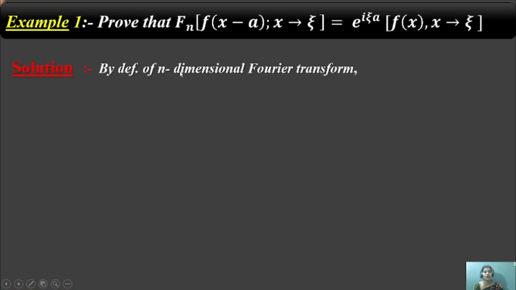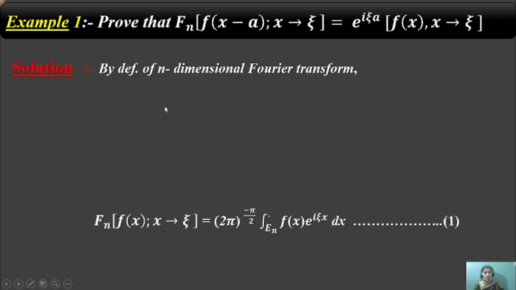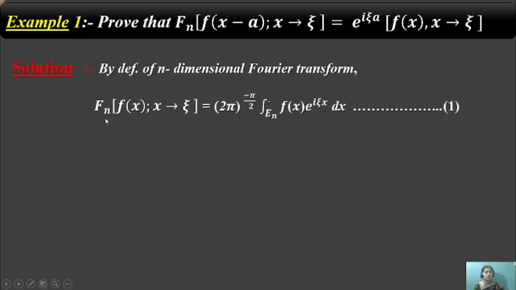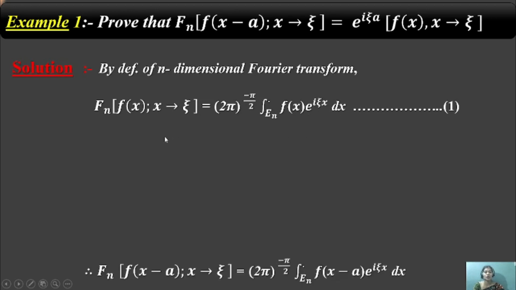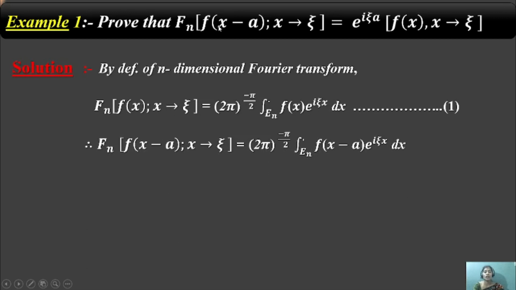By the definition of the n-dimensional Fourier transform, we get F_n of f of x from x to xi equals 1 over (2 pi) to the power n by 2, times the integral over Euclidean space R^n of f of x e to the power i xi x dx. This is called the multiple Fourier transform formula. Let us put it into the example.